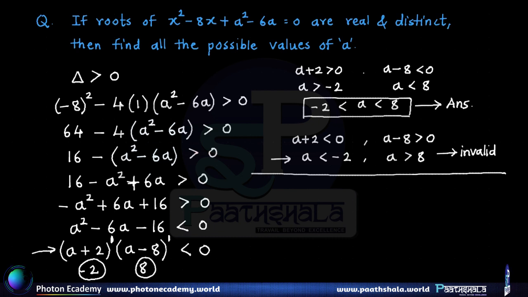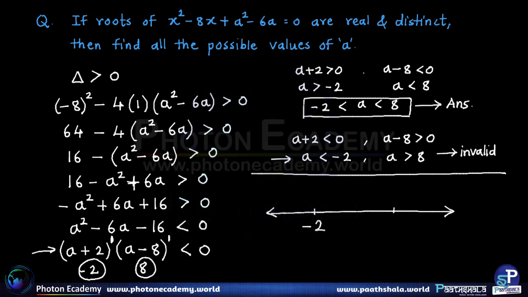Now with these two values, minus 2 and 8, we plot them on a number line. So say here it is minus 2 and here it is 8. Now what we have to do is we have to start assigning the signs either plus or minus to various intervals.